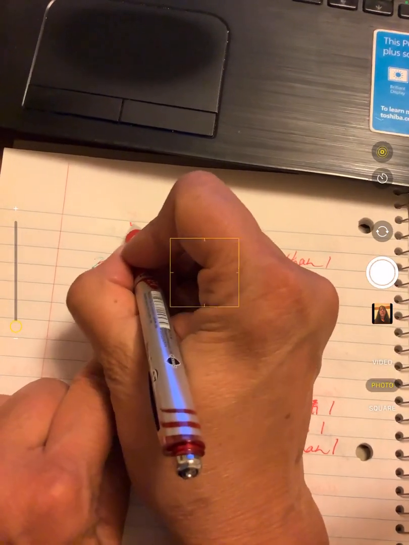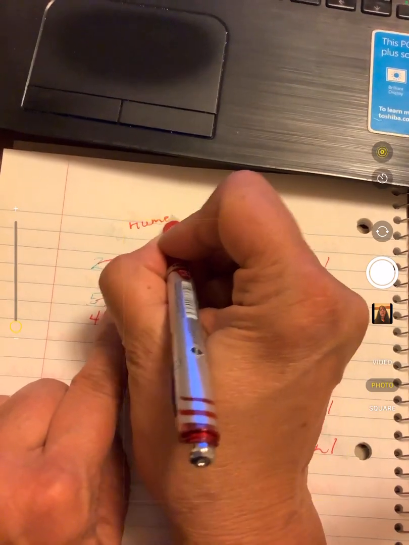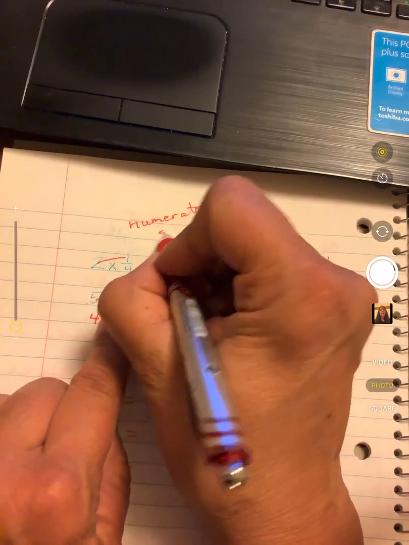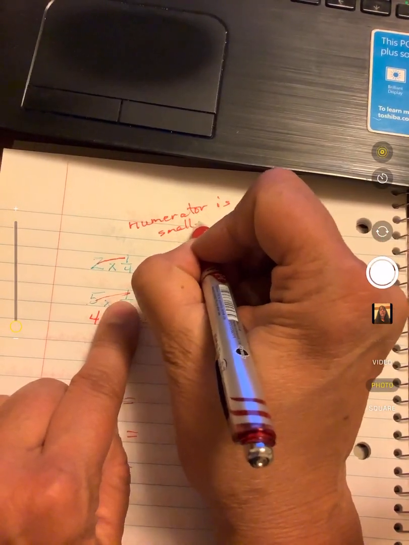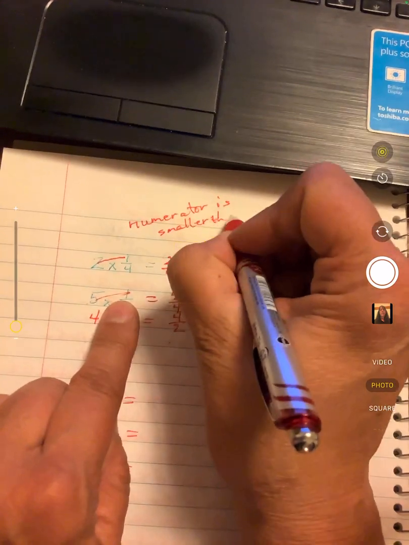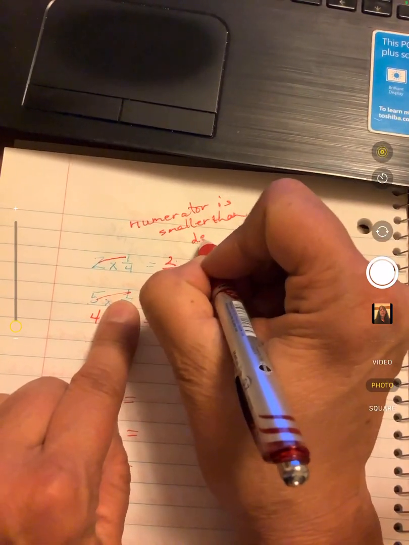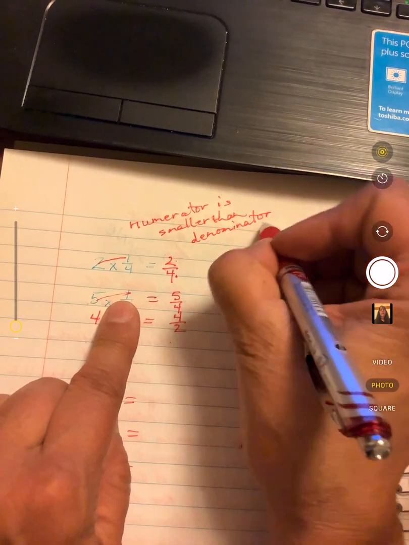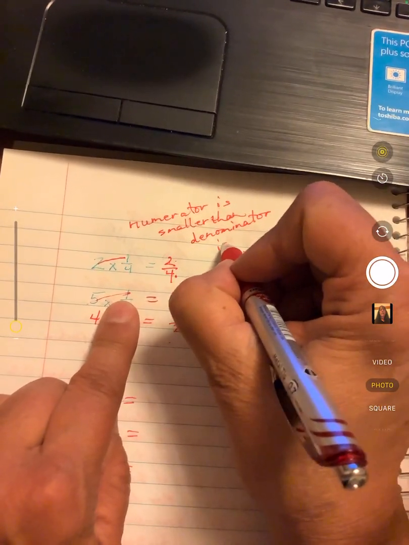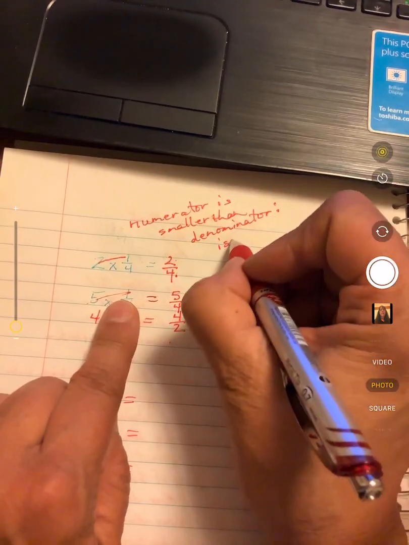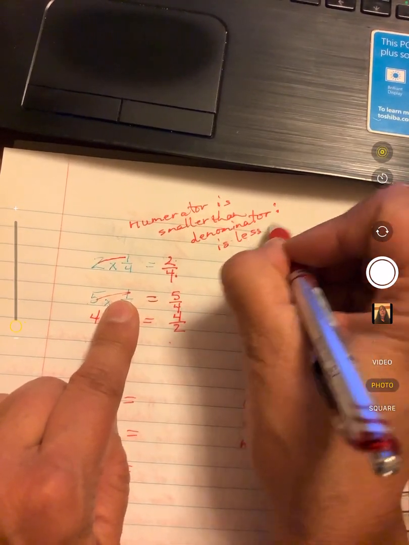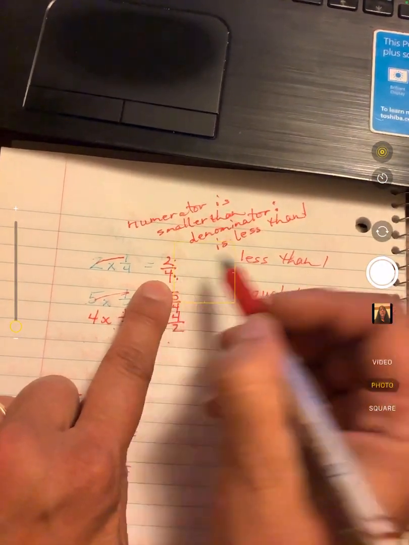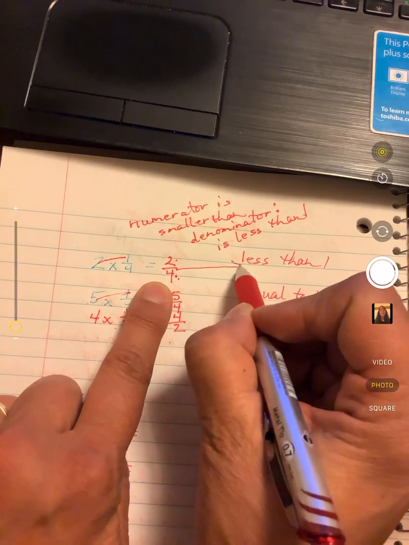When your numerator is smaller than the denominator, it is less than 1. So 2/4, 2 is less than 4, so it would be less than 1.